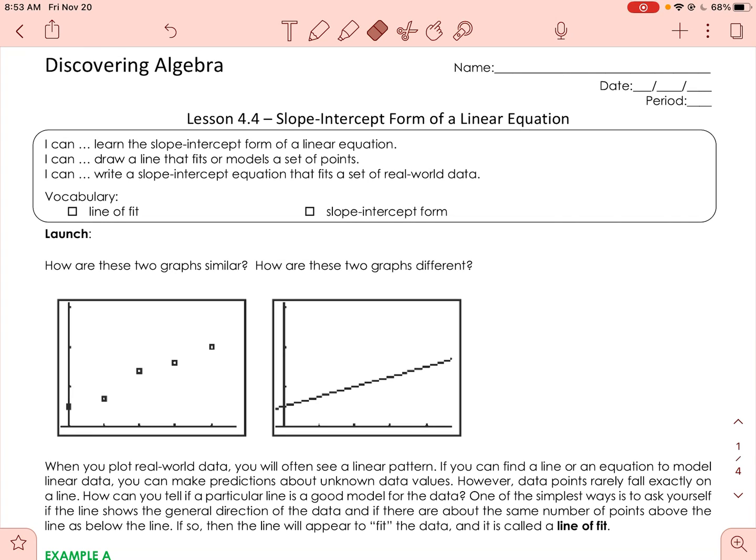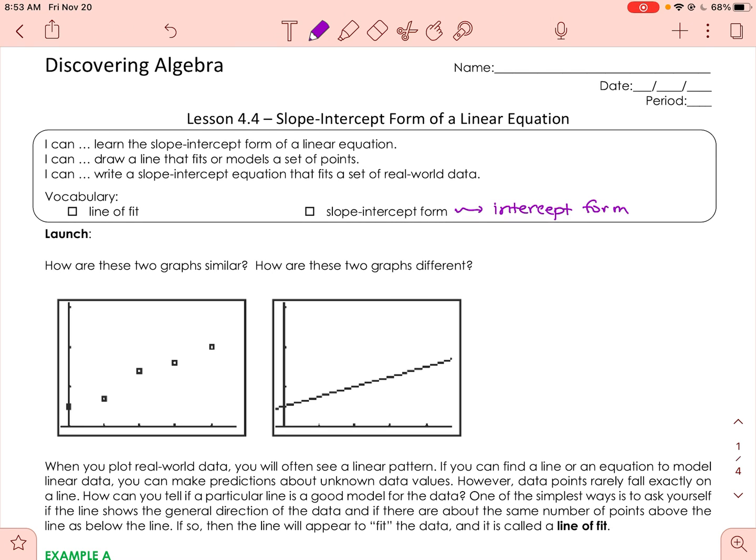So in this video, what we're going to take a look at is what's called slope-intercept form. And what you will find is that slope-intercept form is going to be very similar to just what we've been learning about in terms of what we called the intercept form.